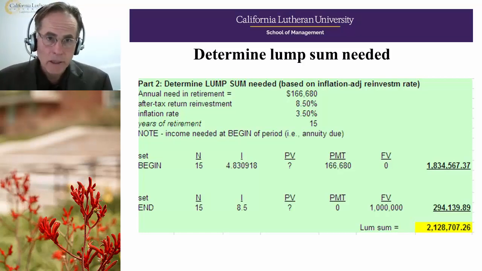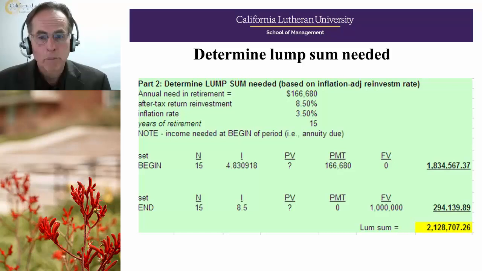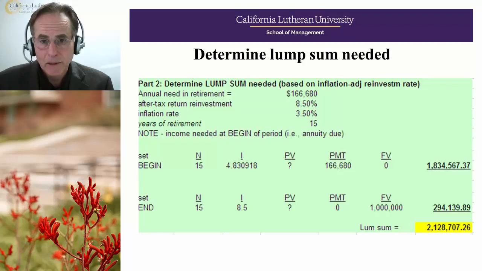So the annual need at day one of retirement is $166,680. I include that in the PMT of the calculator. In this case, zero legacy, because that's that next line, right? Zero FV. There are 15 years in retirement, right? And look at the I. The I is the inflation adjusted reinvestment rate.